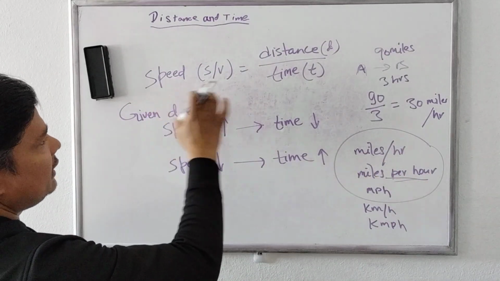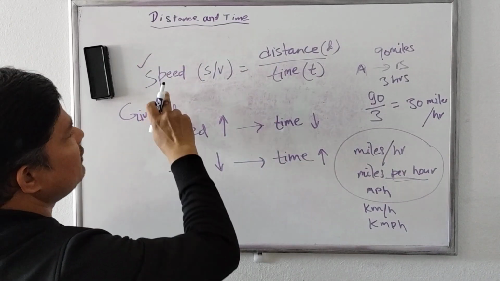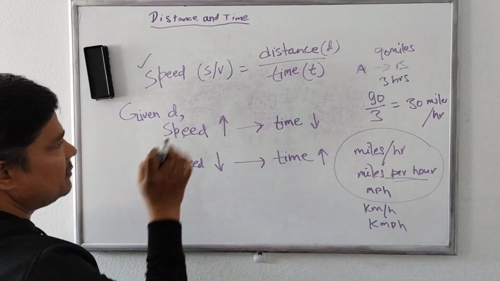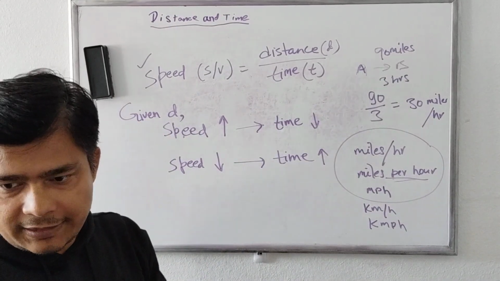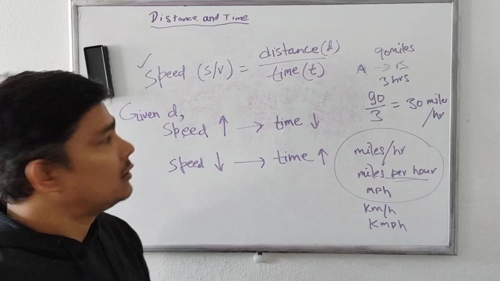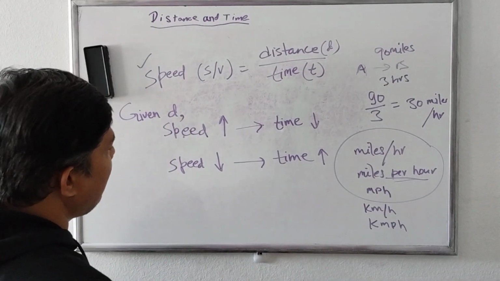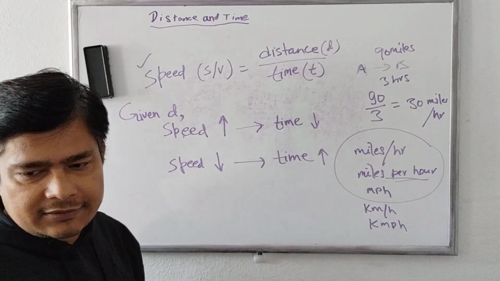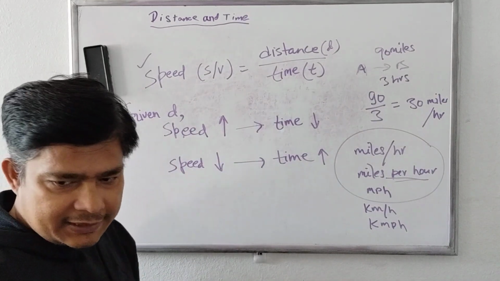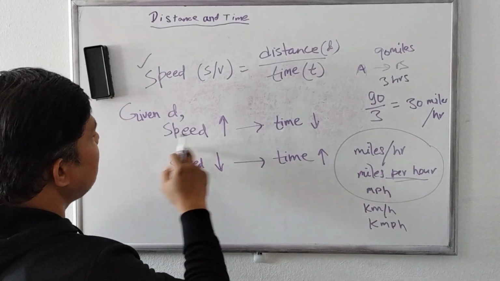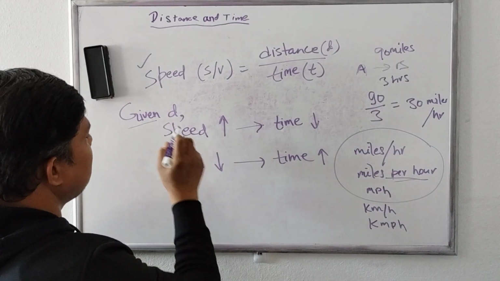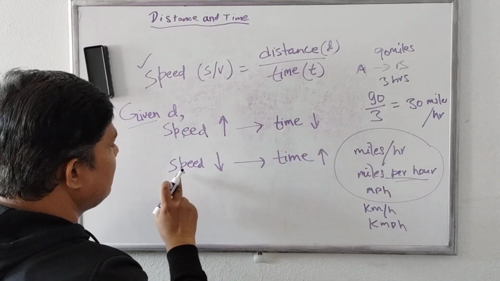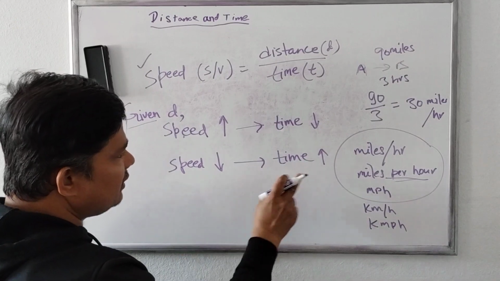Now if you look at this formula, speed equals distance by time, and let's say you are given some distance d from one place to another. In that case, what will happen if you increase the speed? Will time be less or more? It will be less time. So for any given distance, if you increase the speed, you will take less time to reach the place. And if you decrease the speed, it will take more time.